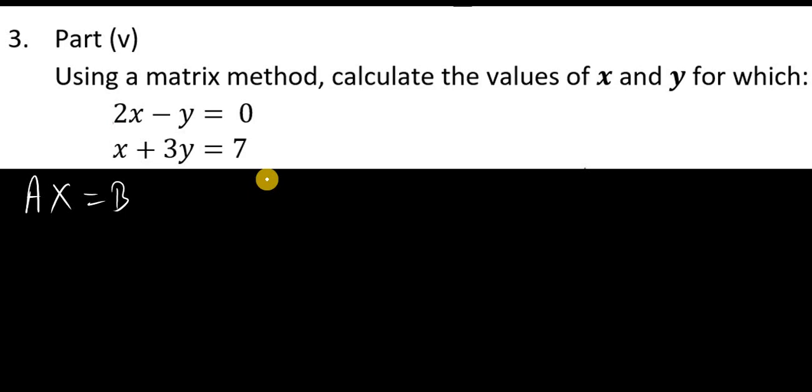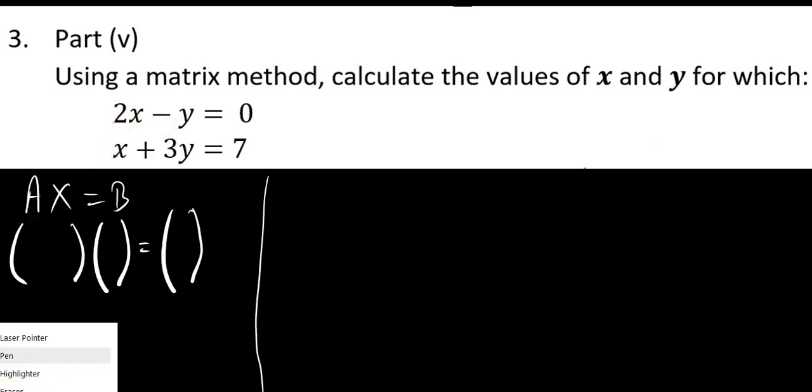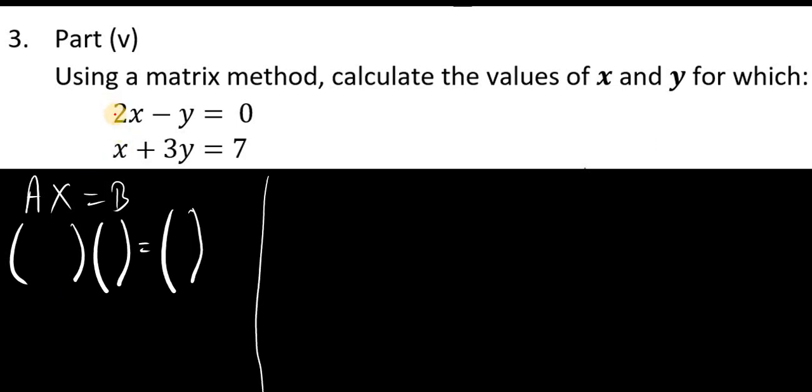So let's split this up. Coefficient matrix A times the variable matrix X is equal to the constant matrix B. For the coefficient matrix, we take the coefficients of the equations. The coefficients are numbers that multiply variables. For instance, 2x means 2 times x, so that 2 is a coefficient. It's a numerical multiplier of the variable. 2 is multiplying x, and so 2 is our first coefficient.